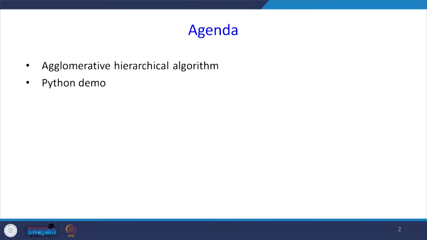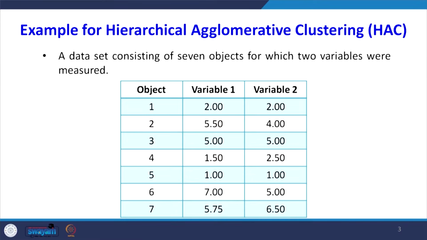So, the agenda for this lecture is, first, the agglomerative hierarchical algorithm, and the second one is a Python demo. The example of hierarchical agglomerative clustering, HAC: a data set consisting of 7 objects for which 2 variables were measured. There are 7 objects, 1, 2, 3, 4, 5, 6, 7, with variable 1 and variable 2. Variable 1 is 2, 5, 5.5, 5 and so on, and variable 2 is 2, 4, 5, 2, 1, 6, 5, 6 and so on.